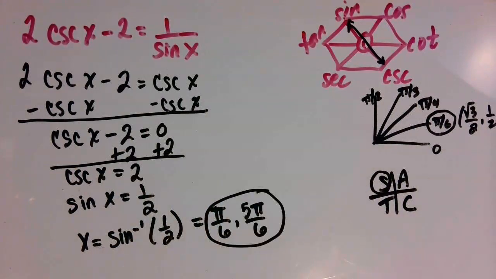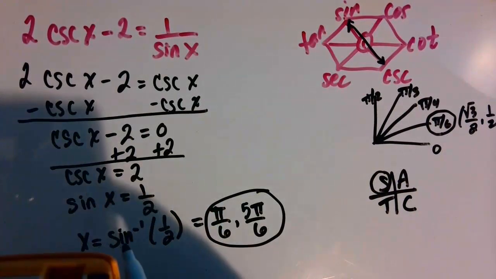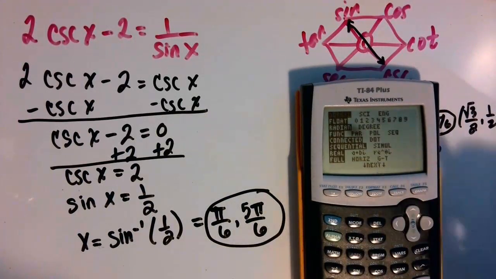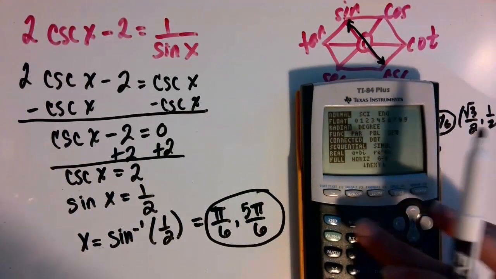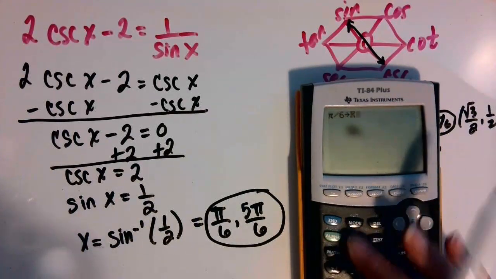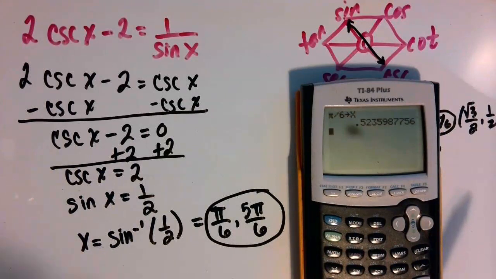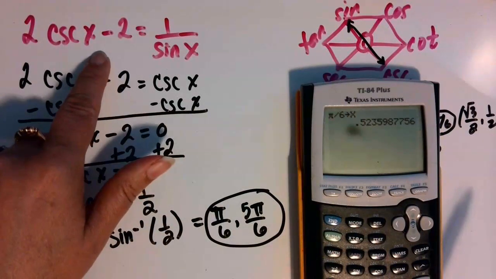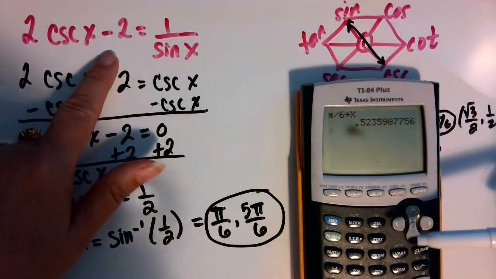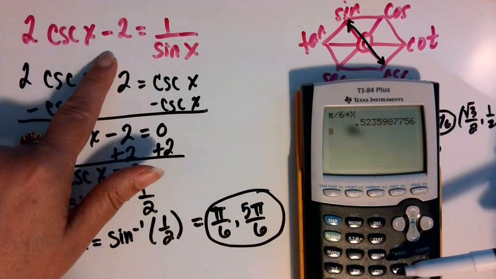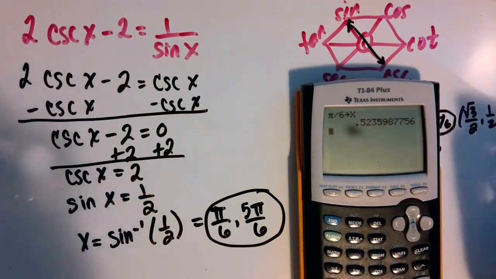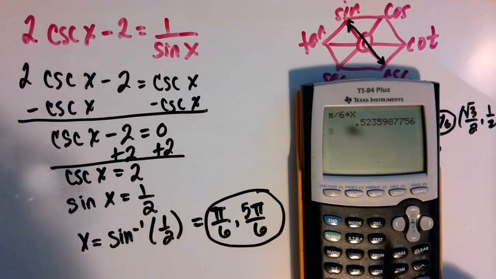And we're going to check both of those answers in the calculator. So we're going to first look at the mode and make sure that we're in radian mode, which we are. Then we can store pi over 6 as the x value. Then we're going to type in our original equation, 2 cosecant of x minus 2, but there is no button on the calculator for cosecant, so we're going to need to use the reciprocal, which is 1 over sine.